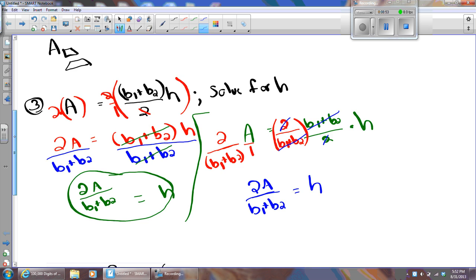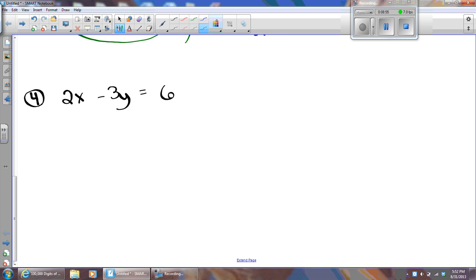Okay, one last sample problem. In this problem, we're going to solve for y. This will actually turn our equation into a very special form of a linear equation that we're going to be using a lot of later on. Right now it's in what we call standard form, but we're going to convert it to something called slope-intercept form. It just means solve for y right now.